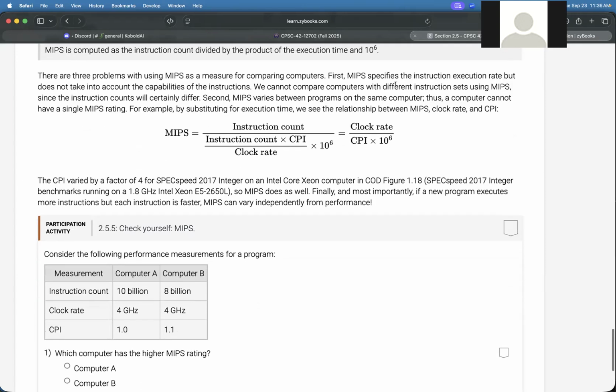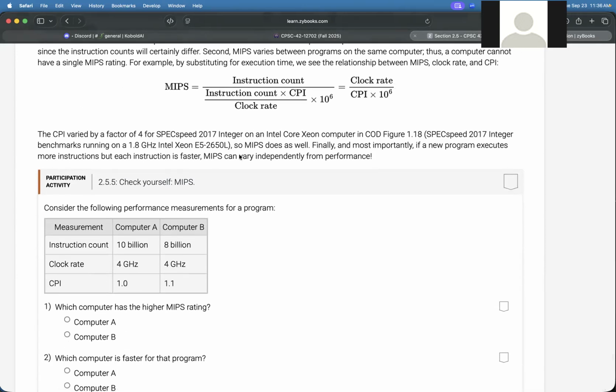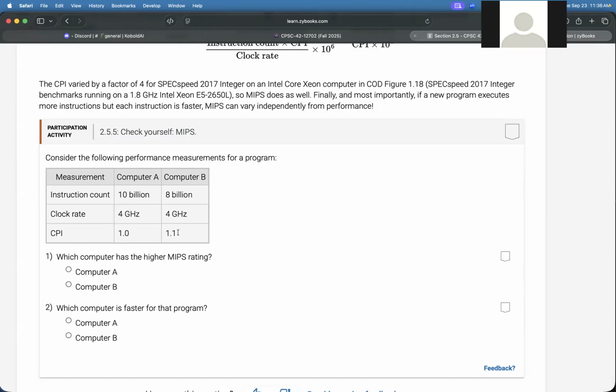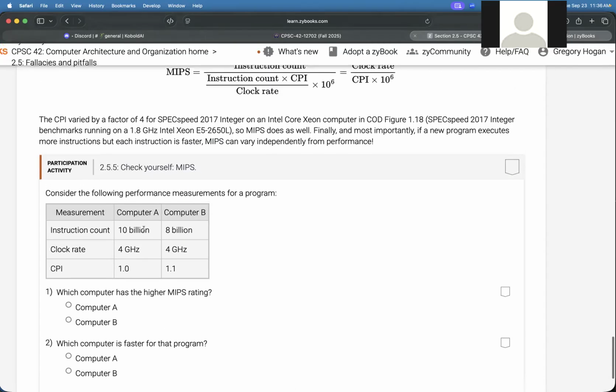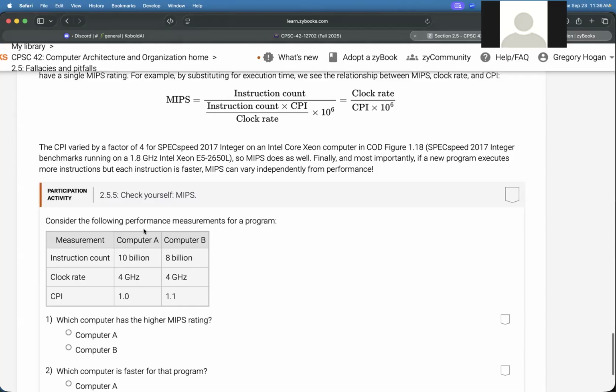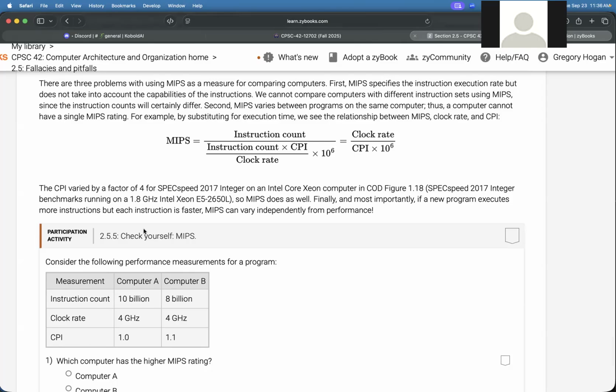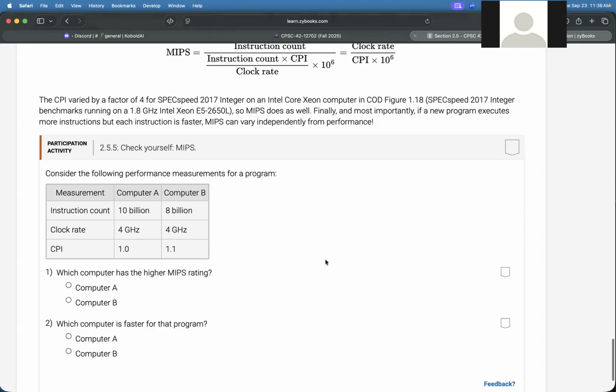Yeah, they didn't give us clocks per instruction. Oh, they did give us clocks per instruction. Oh, okay. Sorry. I don't know what I was talking about for the last couple minutes.